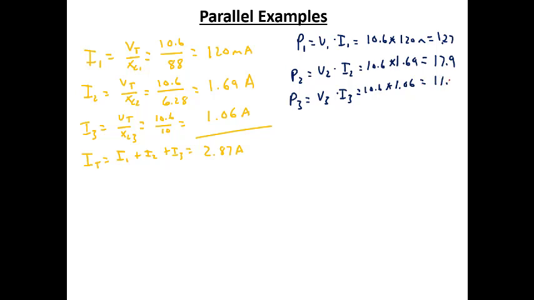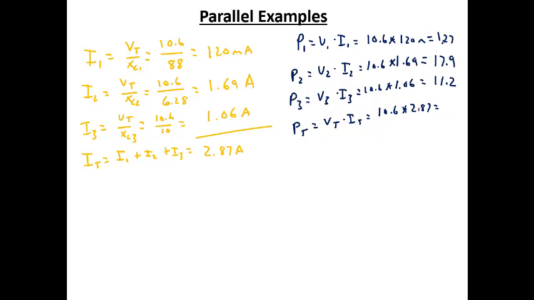And that's 11.2. And then P total is going to equal V total times I total. So that's going to be 10.6 times 2.87.